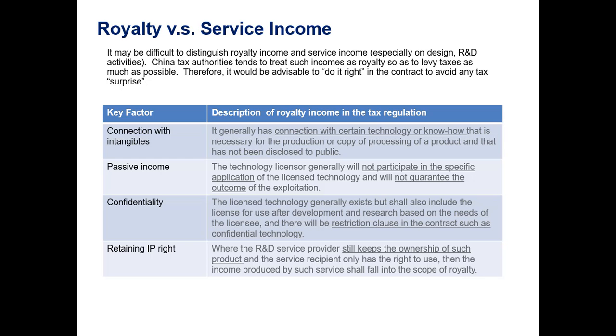From the China tax regulation, on how to differentiate royalty from service income, there are some basic rules. Firstly, whether the income has a connection with intangibles. It says if the service has a connection with certain technology or know-how that is necessary for production or processing of a product which has not been disclosed to the public, it can be treated as royalty. And also the nature is passive income. They said the non-resident enterprise is only a licensor, so it will not participate in the specific application of the technology and will not guarantee the outcome.